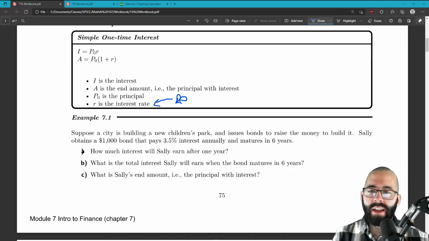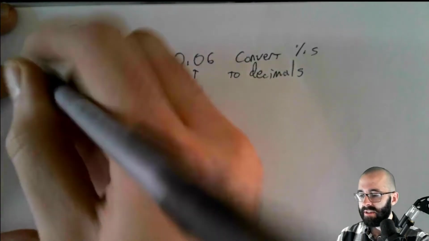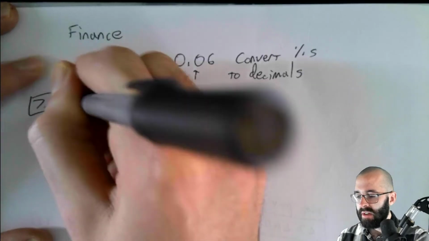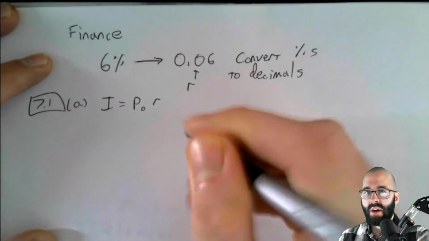So part A, how much interest will Sally earn after 1 year? We're going to use the interest formula to figure out this interest. So interest is equal to P naught times R. We're going to write that down. 7.1, part A. Interest is equal to P naught times R.